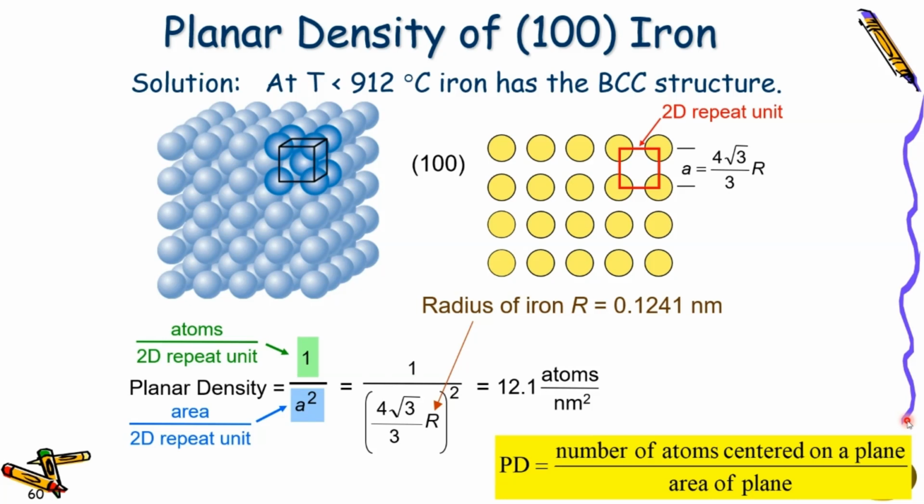So you know the density, you know the planar density now. Of course, if you want to change it to the SI system, you convert millimeter to meter squared, and that's the answer. That will be 1.2 times 10 to the 19 atoms per meter squared. Okay.